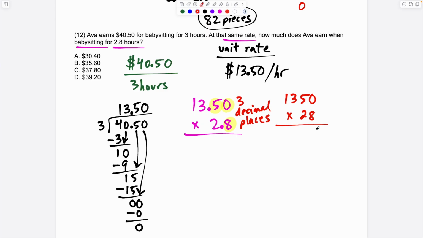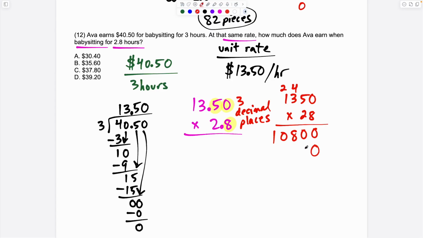8 times 0 is 0. 8 times 5 is 40. So we put a 0, carry the 4. 8 times 3 is 24. 24 plus 4 is 28. Carry the 2. And then 8 times 1 is 8. Plus 2 is 10. Now I put a placeholder here. So I put a 0.